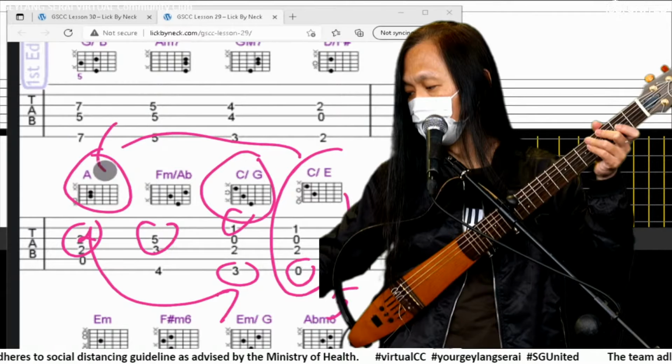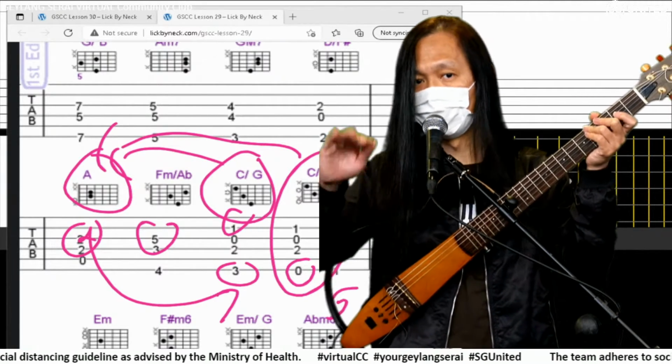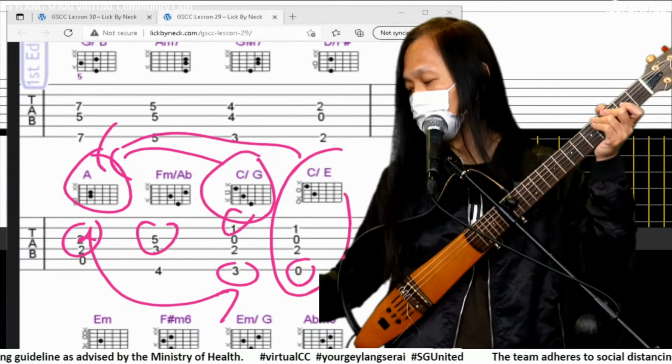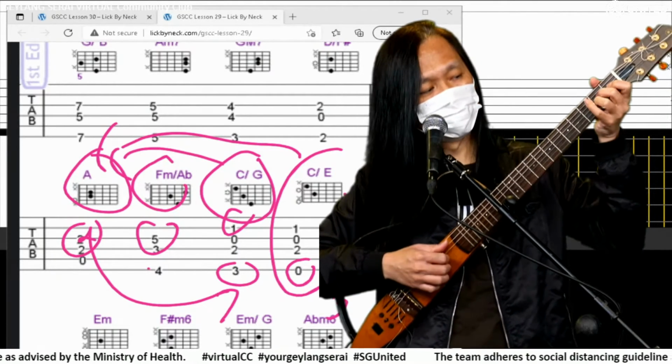So this is the inversion of the A minor. So you can see a lot of inversion in play here. So it's faithful to original harmony. Okay, and this is the passing chords. Okay, so the whole thing over here is.